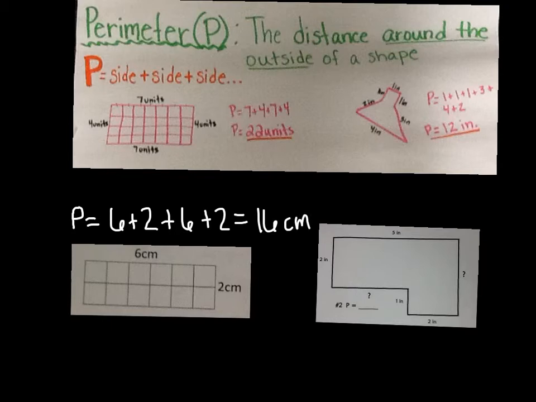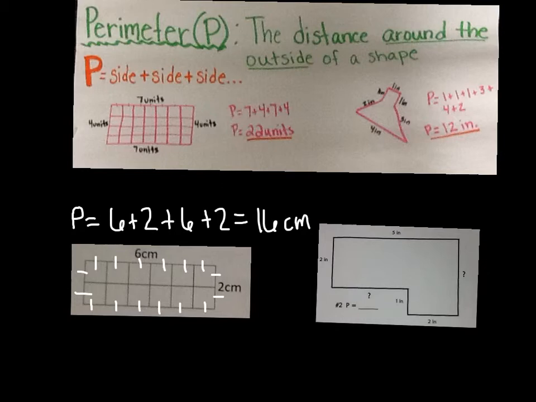We could double check that by counting each side, and I could do that with little marks. 1, 2, 3, 4, 5, 6, 7, 8, 9, 10, 11, 12, 13, 14, 15, 16.